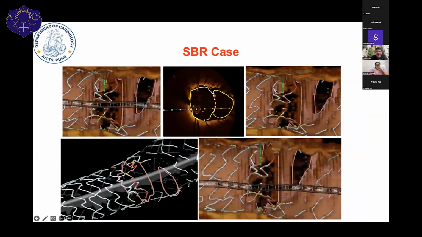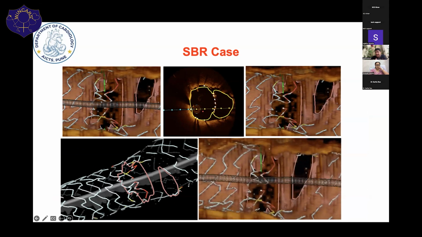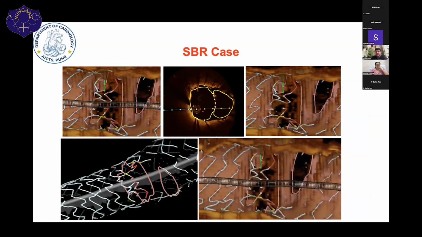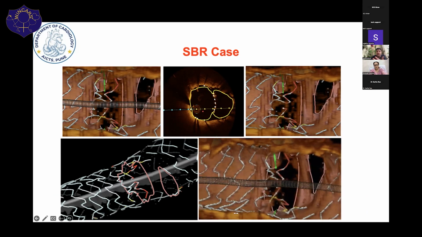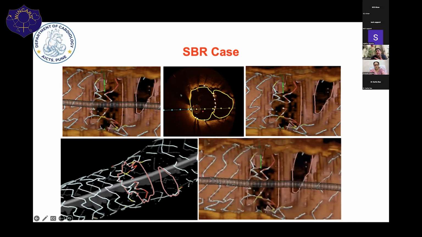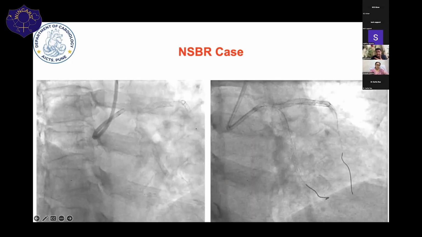And when we did 3D reconstruction, there was a large amount of stent struts. So with the double kissing crush technique, after final kissing balloon inflation, we left this much stent strut, which you can appreciate in the 3D view, in the stent only view, and even in the B mode, where there was again no clear figure of 8 or dumbbell sign.